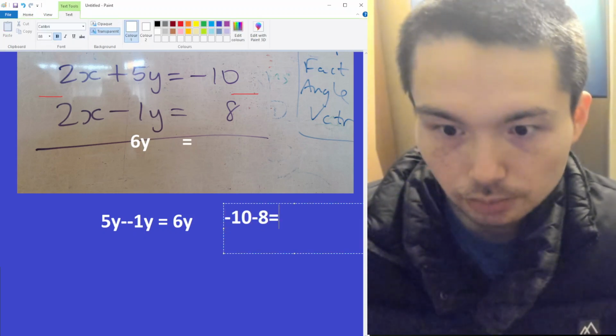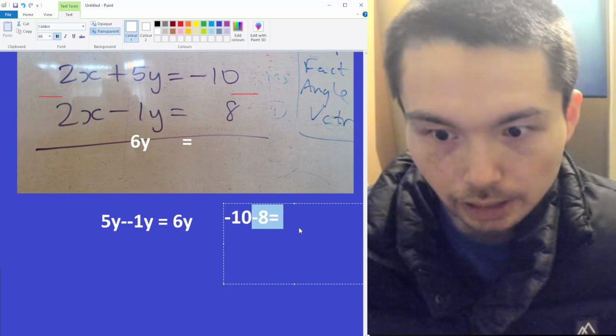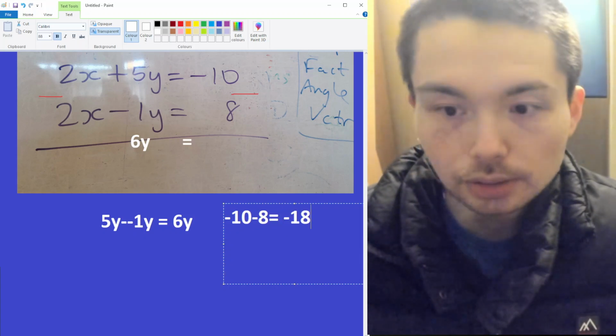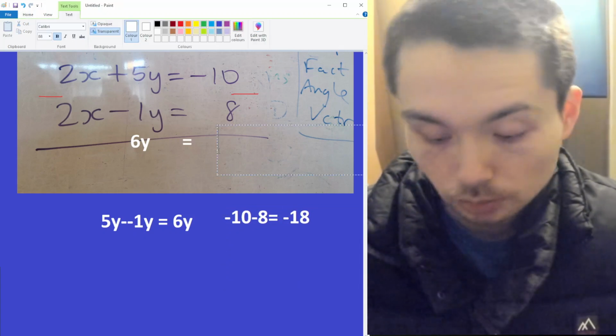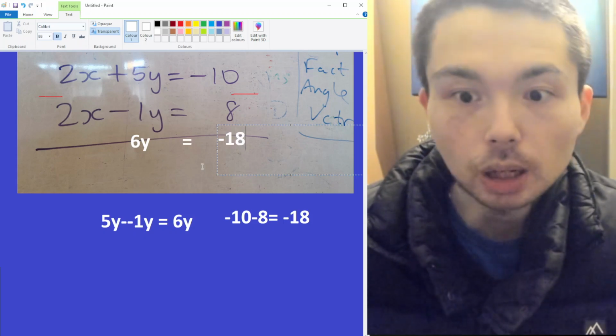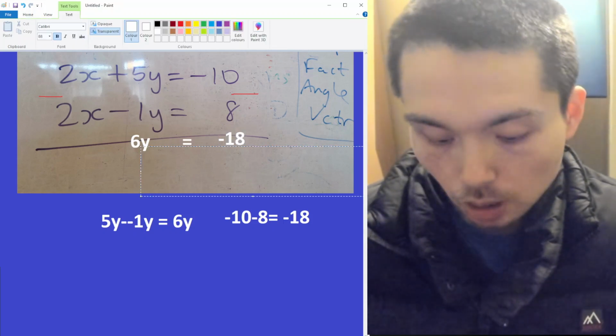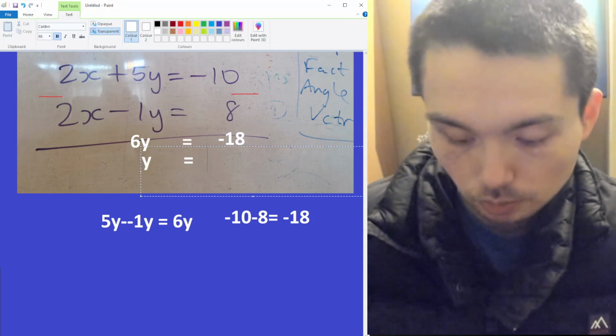Think of a negative number and it gets more negative. So this will be minus 18. Put that underneath. 6y equals minus 18. So y equals minus 3.